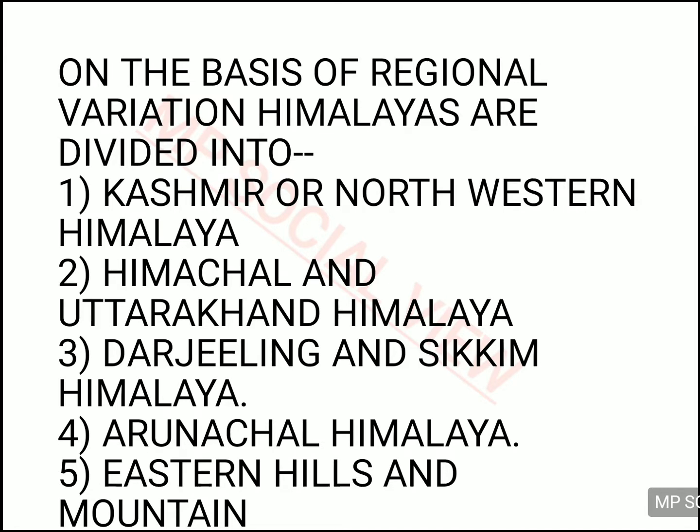On the basis of regional division, regional means the region, the places through which the Himalaya goes. It covers a large number of states and a large number of areas of India. It moves from the northwest to the southeast part of India, so it covers a lot of regions and places. On the basis of region and places, the Himalaya can be classified in India as the Kashmir and Northwestern Himalaya, the Himachal and Uttarakhand Himalaya, third the Darjeeling and Sikkim Himalaya, fourth the Arunachal Himalaya, and fifth the Eastern Hills and Mountains. So let's see all of them one by one.